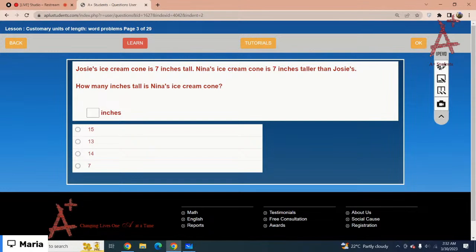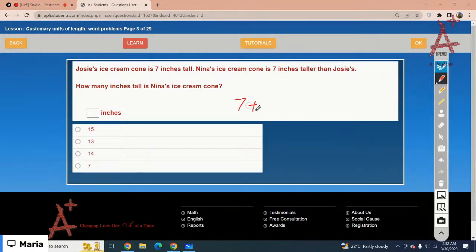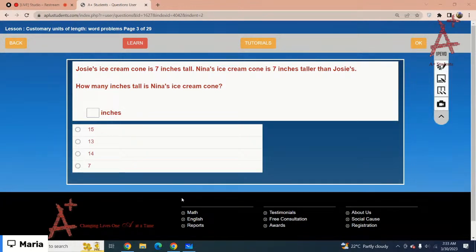Got it? It would be 7 plus 7, that would be 14. That means the length of Nina's ice cream cone is 14 inches. Got it? The correct option is 14.